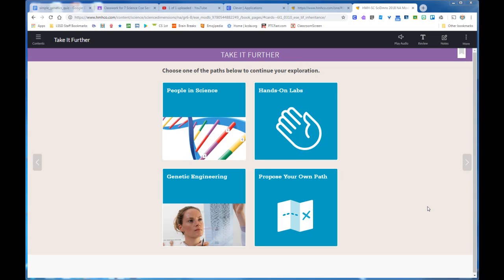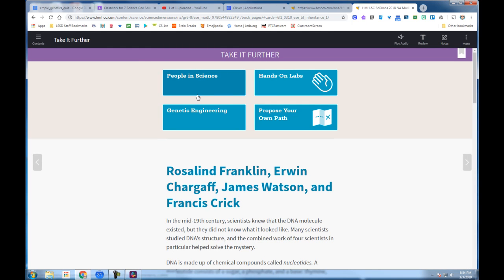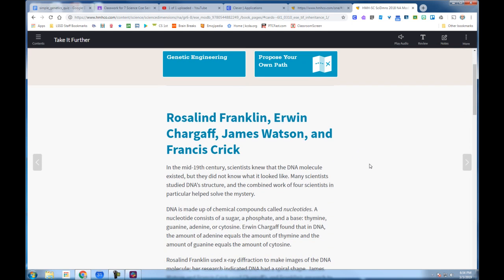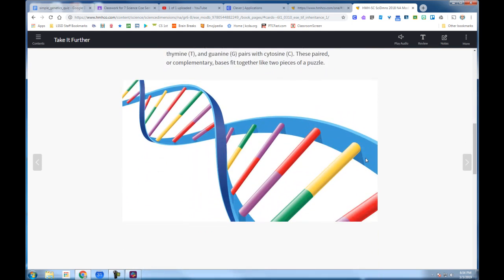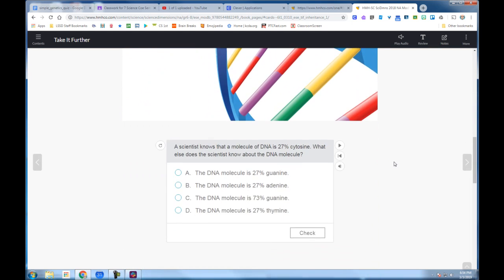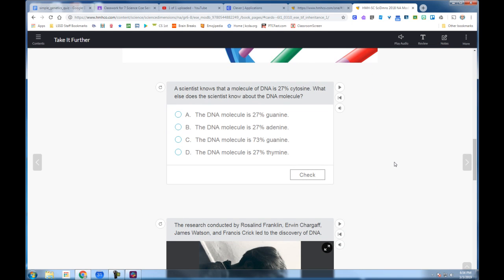So let's review, take it further. I'm in lesson 1 of unit 3. We're going to choose people in science. We talked about how we'd build a DNA model, so we'd already done the hands-on lab, and we don't have time for the other two since we're just piloting. As we read about Franklin and Chargaff and Watson and Crick, we learn a bit about the history of DNA. And they ask us the first question.